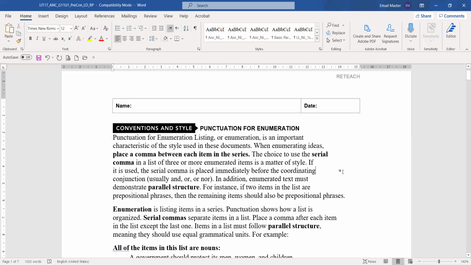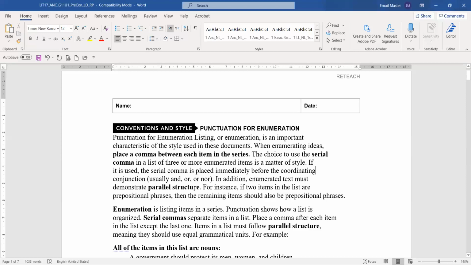The choice to use the serial comma in a list of 3 or more enumerated items is a matter of style. If it is used, the serial comma is placed immediately before the coordinating conjunction. Usually it can be and, or, nor. In addition, enumerated text must demonstrate a parallel structure.